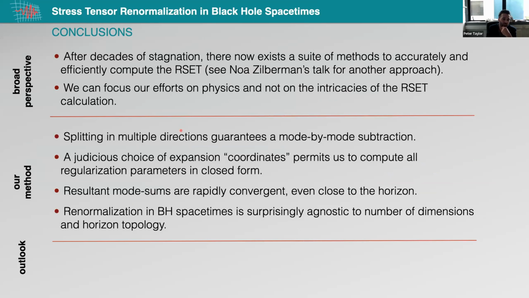And then some takeaways on our particular method. It turns out that splitting in multiple directions is really useful. And if you expand in a judicious choice of expansion coordinates, then you can compute all of these regularization parameters in closed form. The resultant mode sums are rapidly convergent and also uniformly convergent.